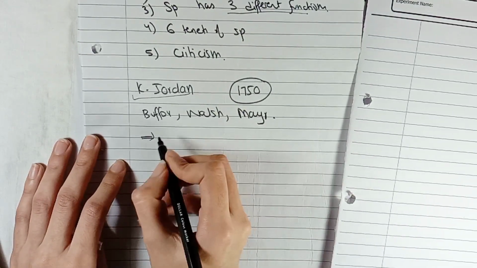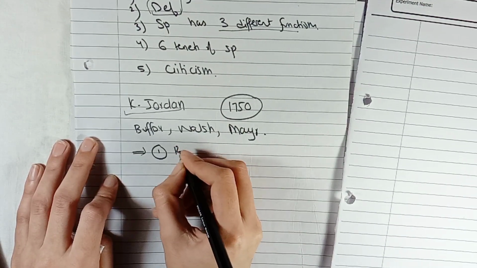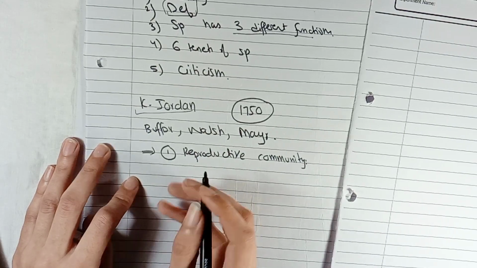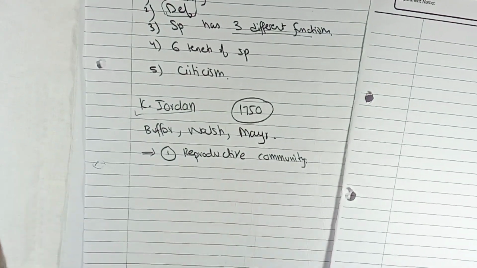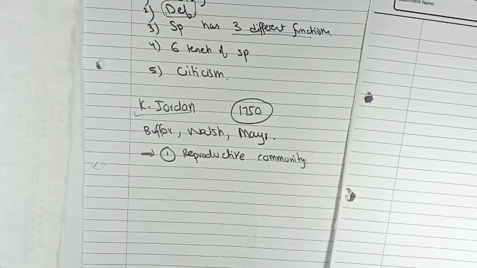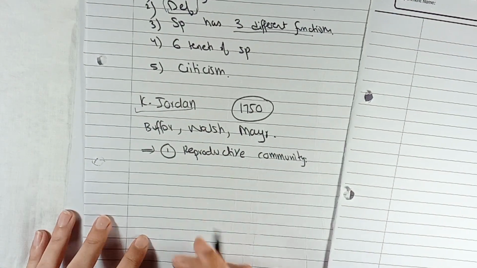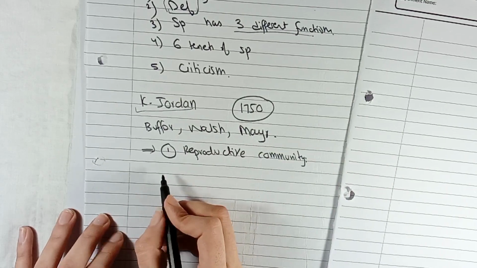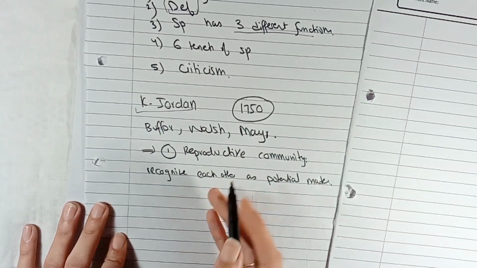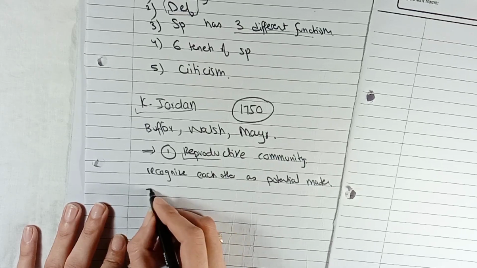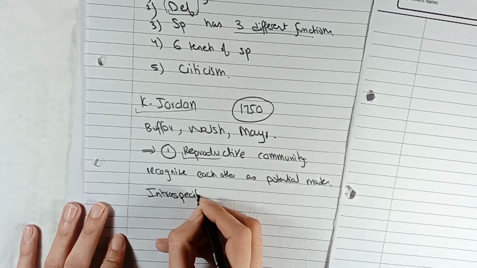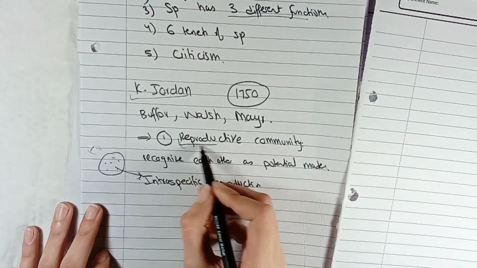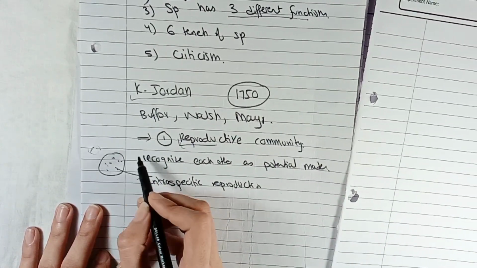The first of the three functions is that species represent a reproductive community. What does this mean? It means that species seek each other as potential mates for the process of reproduction. It is clear the individuals of the species seek each other for the purpose of reproduction. They recognize each other as potential mates. Hence, this point says that species represent intraspecific reproduction, meaning within the species, reproduction takes place. That is why it is a reproductive community.